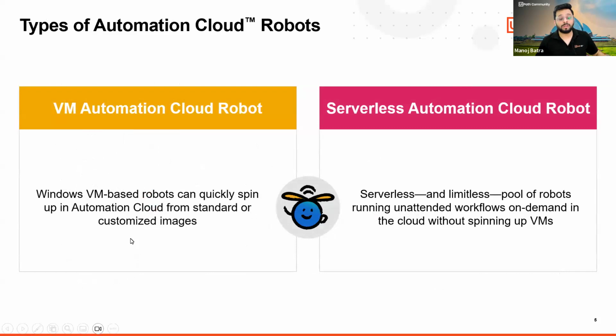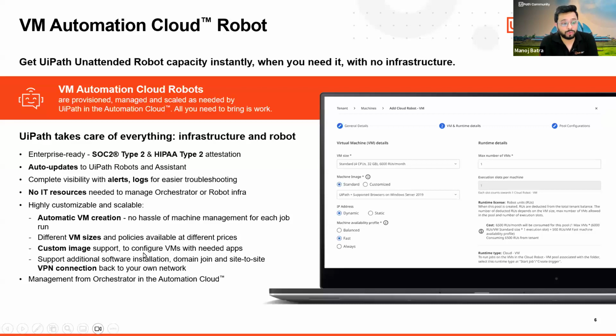Next comes the types of automation cloud robots. It has two flavors. One is your VM cloud robots, and the other is your serverless automation cloud robots. For VM cloud robots, the base is your Windows machine. That means you just need to spin up your Windows-based VM in order to run your robots there. The next one is your serverless one. It is a pool of robots. It is not Windows-based. It is Linux-based, where you can run your backend processes without spinning up a VM, in short.